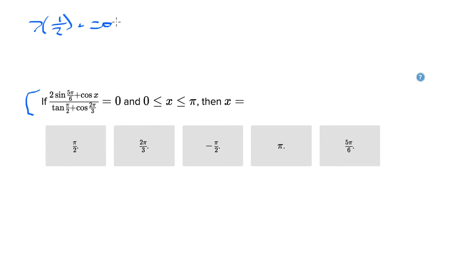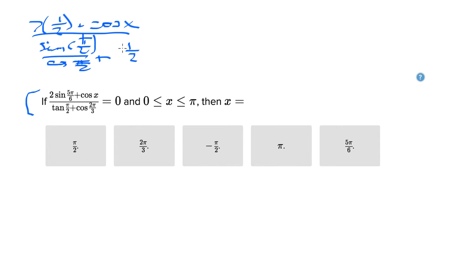Followed by plus cosine of x. We don't know what x is, so we can't evaluate that. And all that over the tangent of pi over 2, which is going to be sine over cosine, right? So sine of pi over 2 over cosine of pi over 2, plus the cosine of 2 pi over 3, which for now we are going to just evaluate to 1/2.